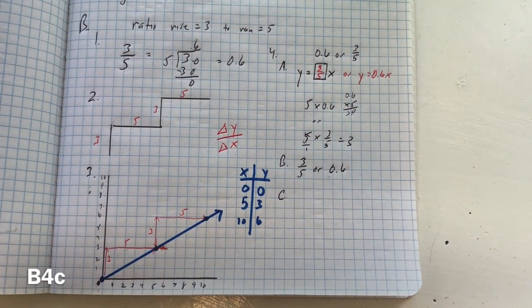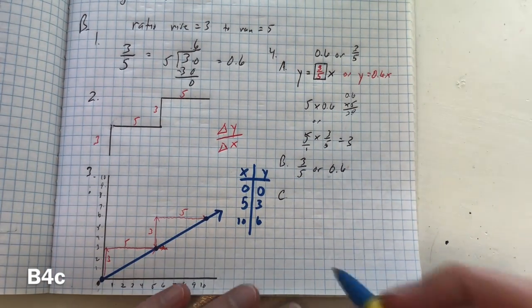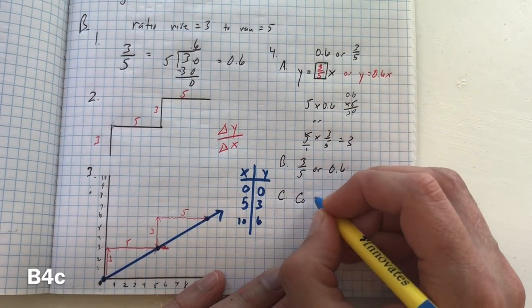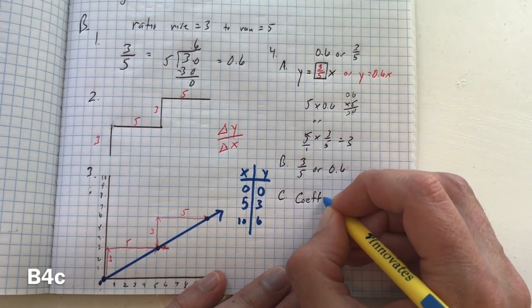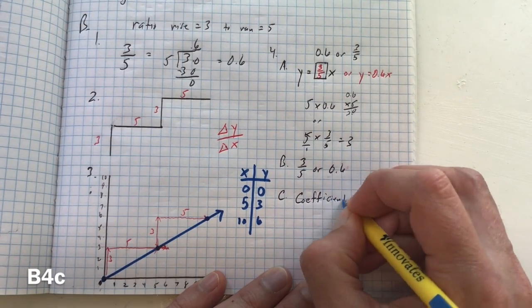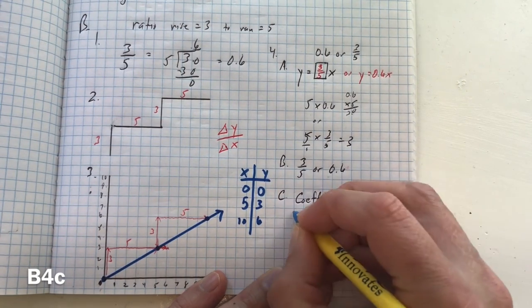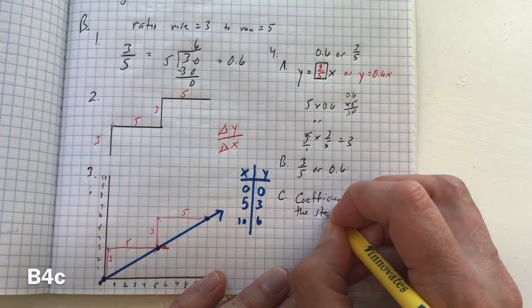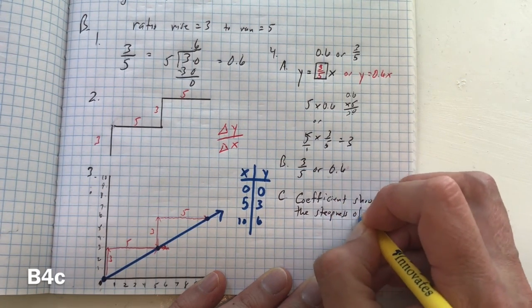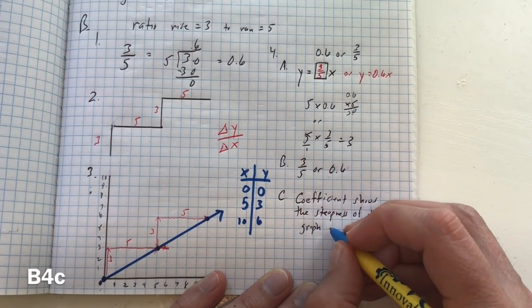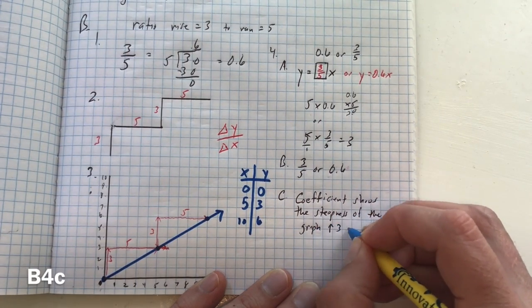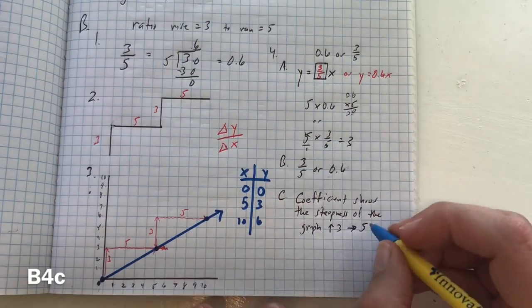So the connection specifically is the coefficient shows the steepness of the graph for up 3 and right 5.